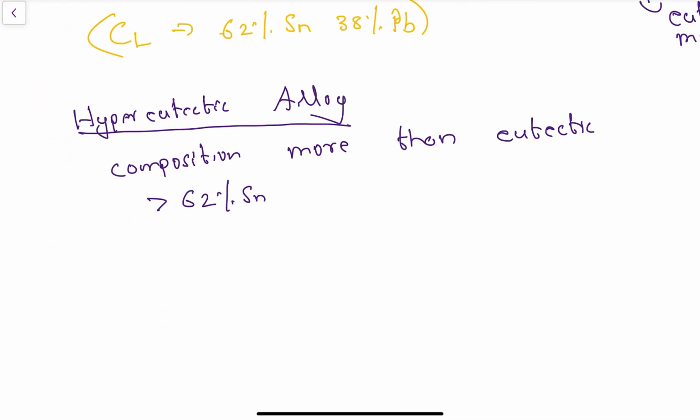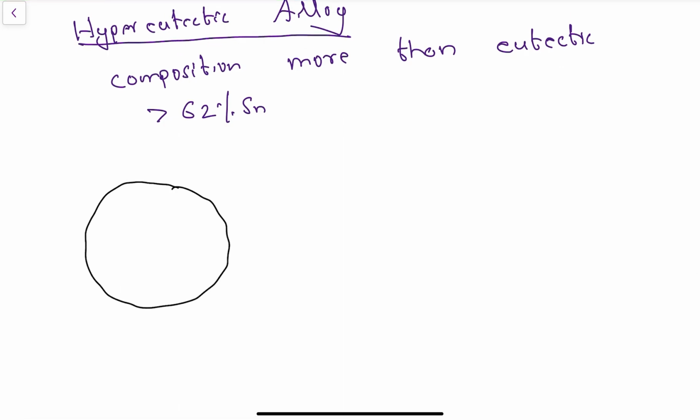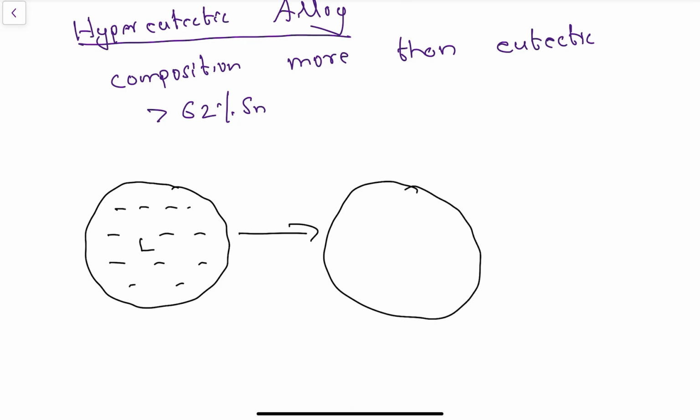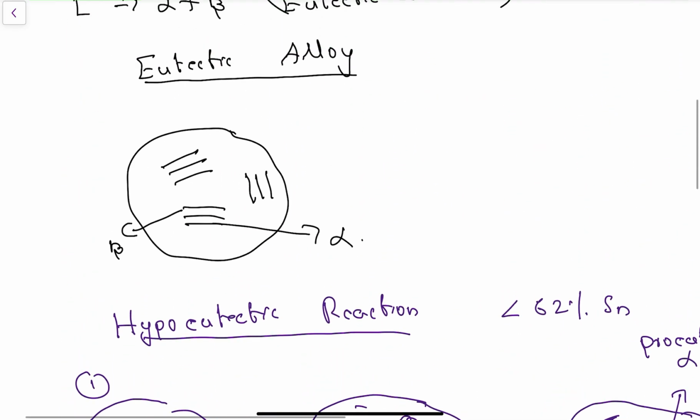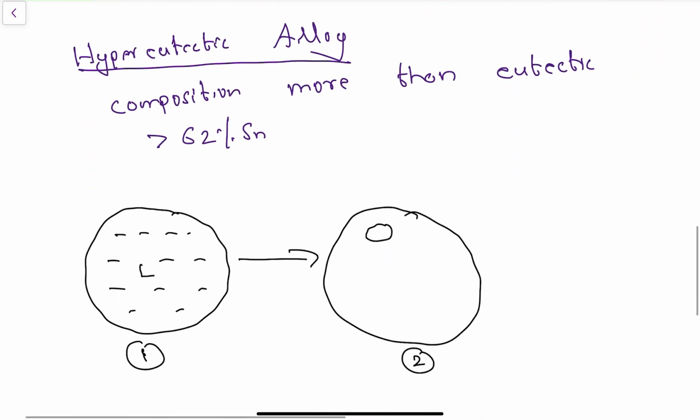For a hypoeutectic alloy, at 1, what will be the composition? It is liquid, and it is 1, it is 2. Here you can see that some beta formation occurs. So in 2, you know that. So this is 2. Here you have liquid plus beta. Here some beta formation you can find. Okay. So this is beta.